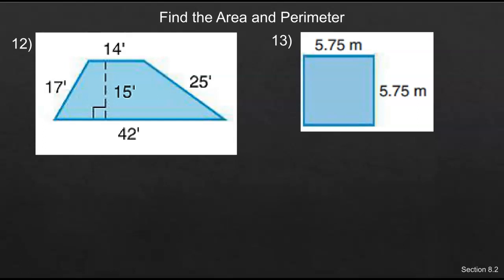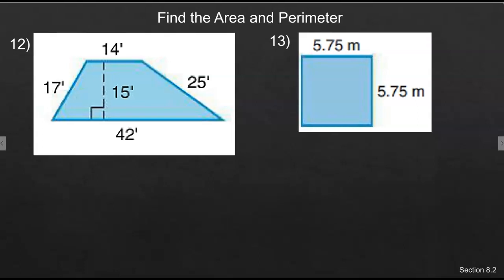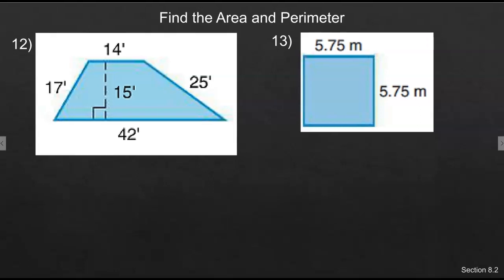We're finding the area and perimeter on video number 3 for sections 8.1 and 8.2. On this we have to identify what figure we're working with, and as you can see on number 12 we have a trapezoid. These are our bases and that's our height.